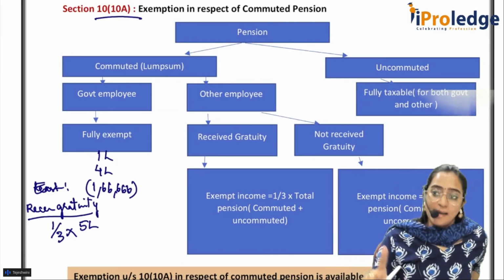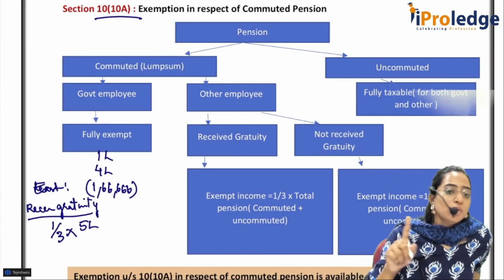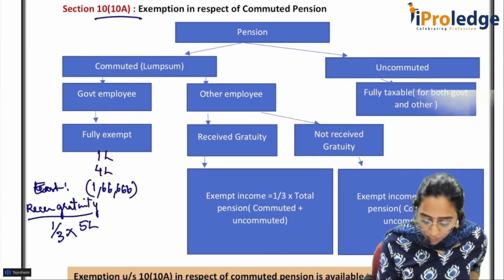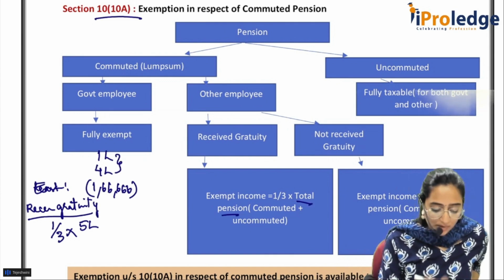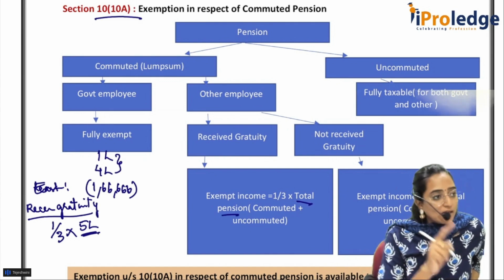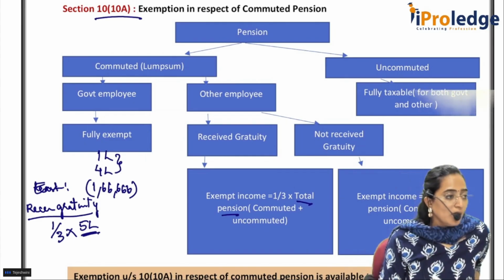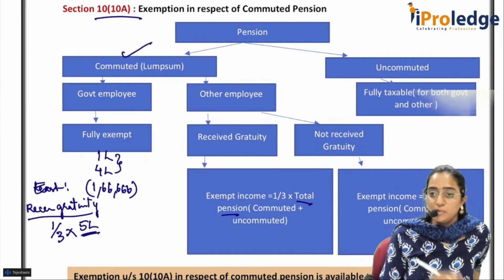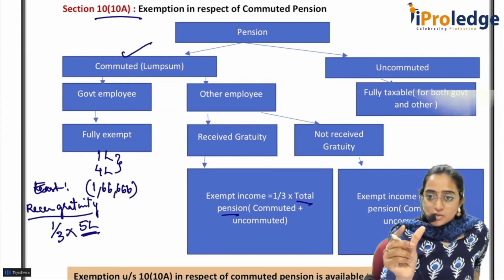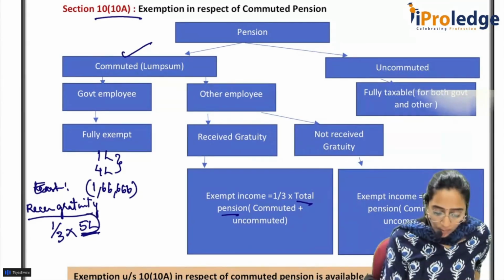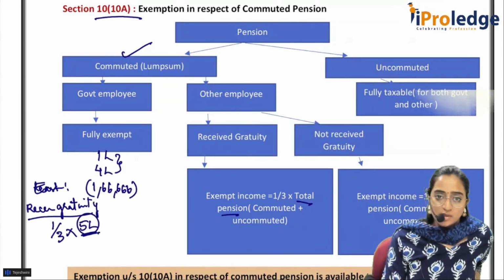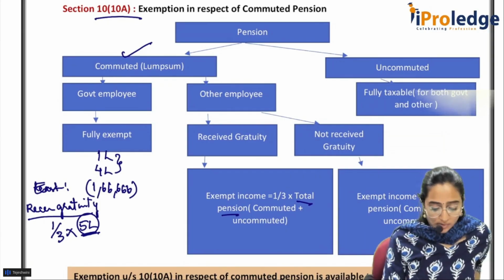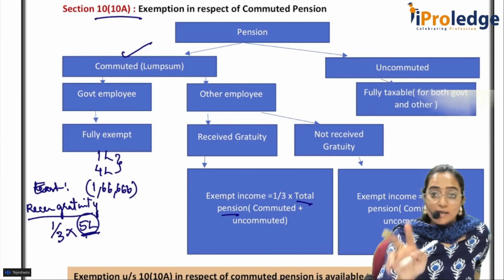If you have received the gratuity, one point you need to observe: you have considered the total pension of both commuted plus uncommuted for the purpose of calculation of your exemption. And you're calculating that exemption for what purpose? For commuted pension, not uncommuted. In calculation, you're taking more amount. See here, the more the amount over here, the more the exemption that you would get. Calculate 1 by 3 of 6 lakh, you'll get 2 lakh. Suppose instead of 5 lakh, it is 6 lakh. You'll get 2 lakh as the exemption.